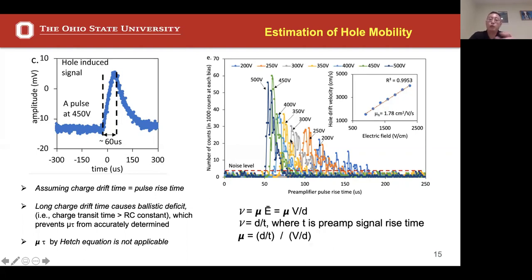Why do we want to do that? It's because the drift velocity, by definition, equals mu times E, and the electric field equals voltage divided by the distance, or thickness, of the device. Also, the velocity of the carrier equals d divided by t, where d is the thickness of the device and t is the transit time, but now we're using the preamp signal rise time to substitute for this transit time. If we make these two equal to each other, we can figure out what mu is. You can call this the time-of-flight method. So the mobility is really just a constant, obtained by fitting these lines of the hole drift velocity calculated by this equation and the electric field you have applied. We figure out the hole mobility is 1.78 square centimeters per volt-second.